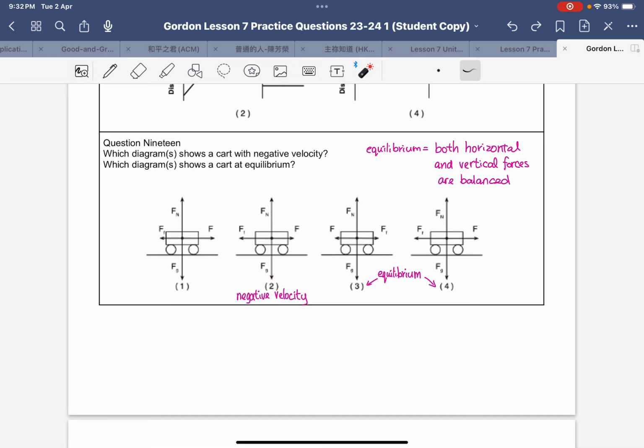Whereas for the second question, it asks which diagrams show the cart at equilibrium. The word equilibrium means that my horizontal forces are balanced. So you can see that the size of these are the same, the size of these are the same, and the vertical forces are also balanced. Sorry, horizontal is this way. Anyways, you can see that horizontal and vertical forces are both balanced for both of these diagrams. So that's why these two are in equilibrium.